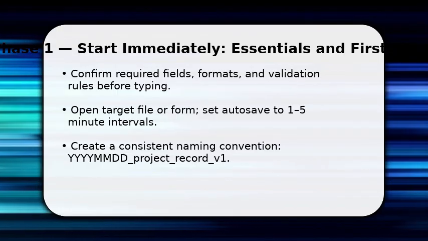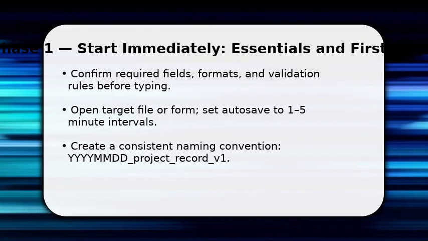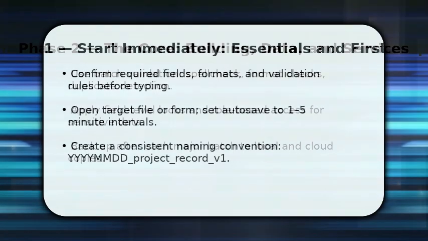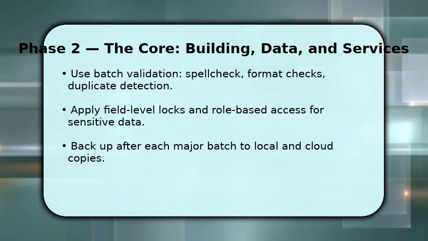Start with one record to check formats. Make sure date and numeric formats match system expectations. If a template exists, use it. Otherwise, create a minimal template now to speed every subsequent entry. Now you move into the detailed execution.